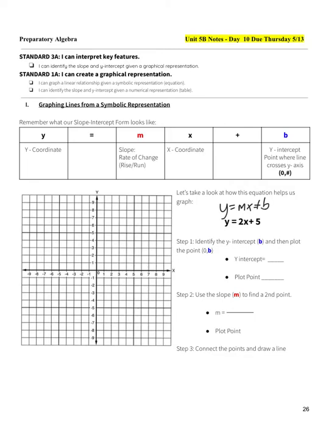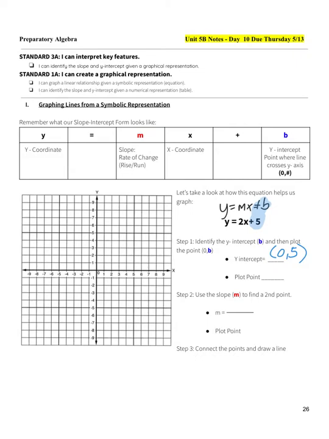B is my y-intercept. So I can see my b in this formula is 5. So that means that the y-intercept is 0, 5. So that is my first step. I identified the y-intercept. Now I'm going to add it to the graph.